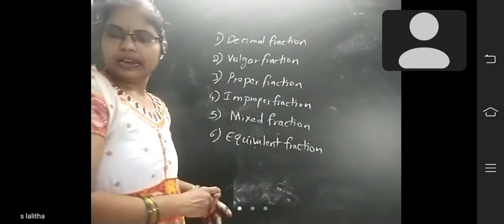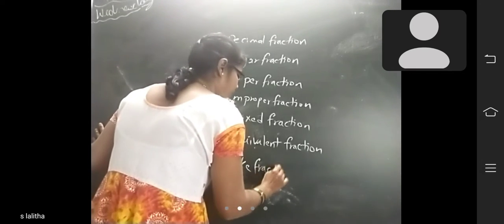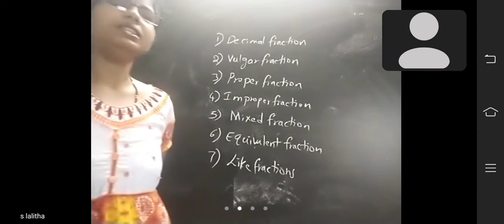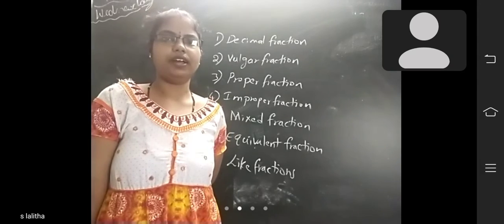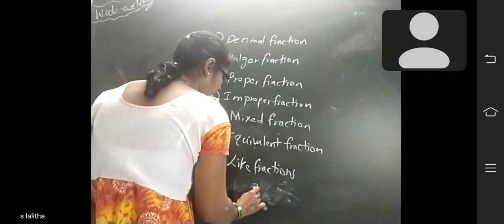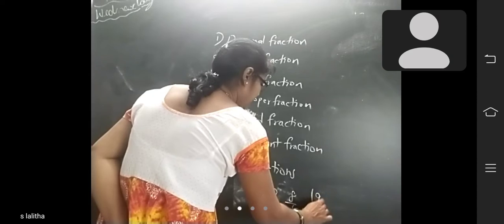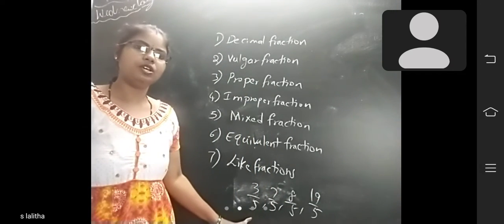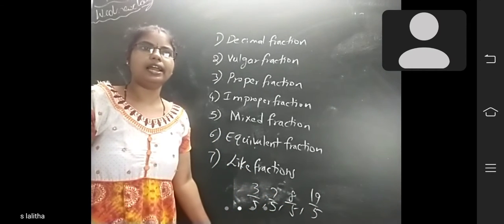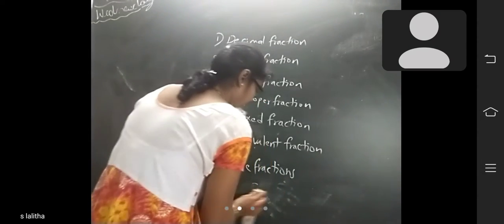Next, another one, like fractions. What are called like fractions? Fractions with the same denominator are called like fractions. Suppose 3 by 5, 7 by 5, 8 by 5, 19 by 5. So here observe all the denominators are 5. So that's why these fractions are called like fractions.